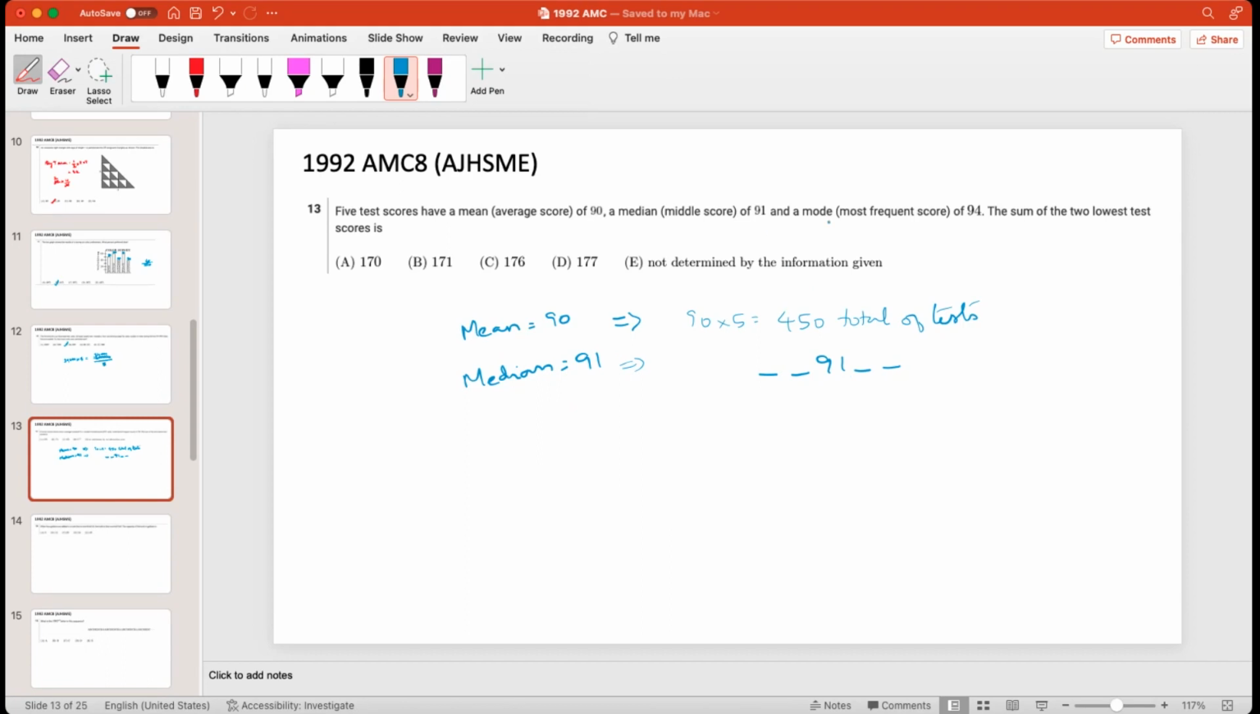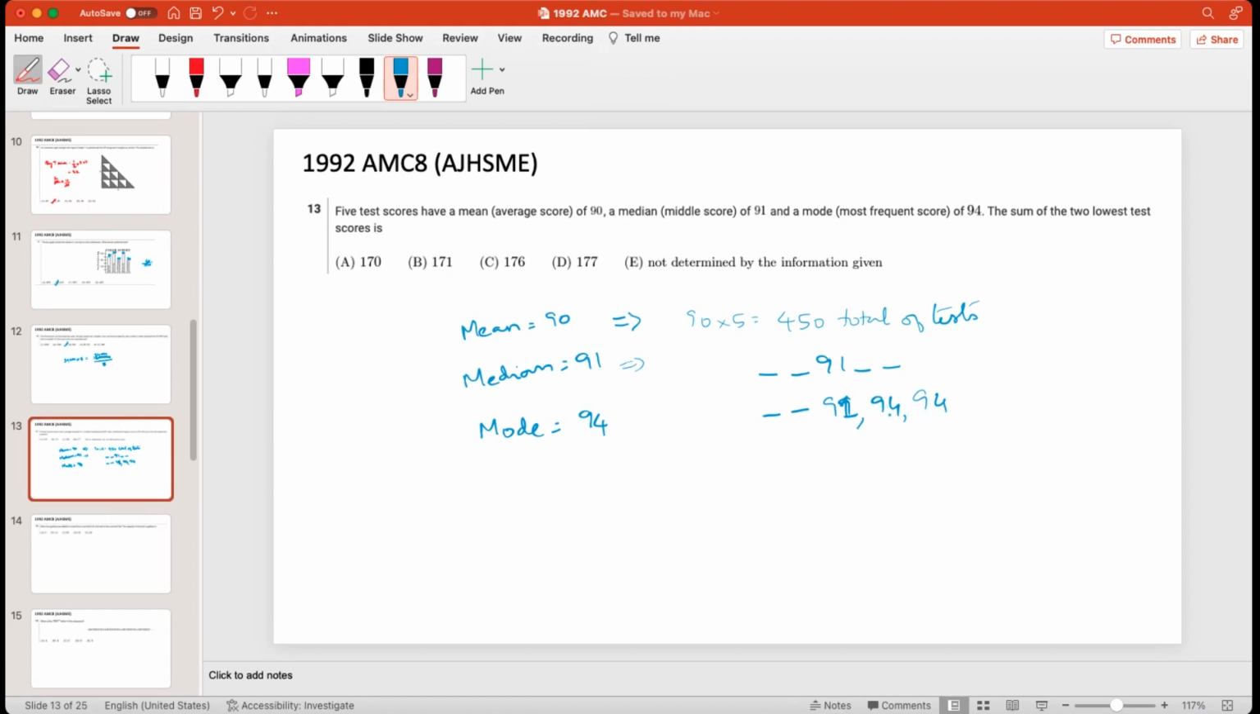And the most frequent is the mode. So we have a mode, right? Sometimes when we don't have one number more, then there won't be a mode, but here there's a mode. The mode is more frequent than the other numbers, right? So the only possibility is, because mode is 94, this is going to be 91, 94, 94. Then only mode can be the 94.